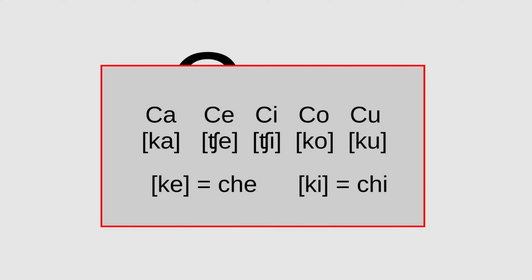It is worth noting that in order to represent the sequences ke and ki in Neolatin, you would have to use the digraph ch. This is different from Romance languages like Spanish, Portuguese, and French, which all use the digraph qu for these sequences. But more on this later.